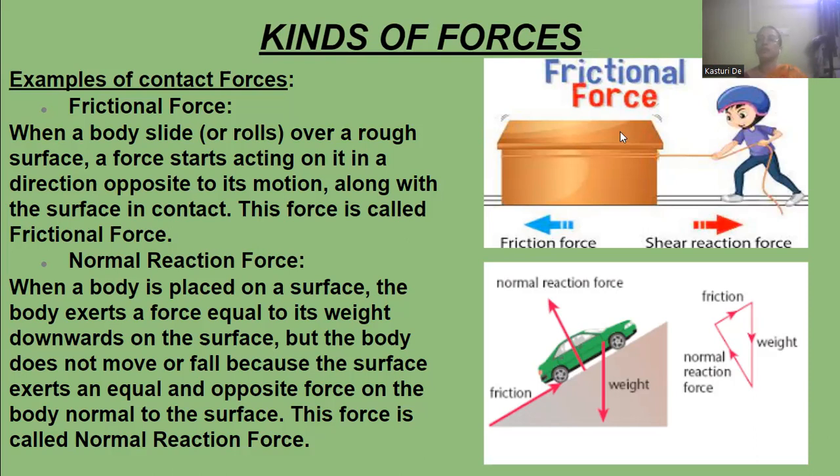In the diagram you can see the boy is pulling the table on the floor. The boy is pulling it, so that force is applied, but a force is stopping the object from coming forward to him. That opposite direction force is known as frictional force. See the arrows: the red arrow is the pull, and the blue arrow is the force stopping his pull. So that is frictional force.